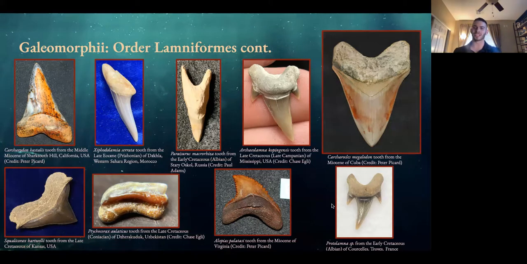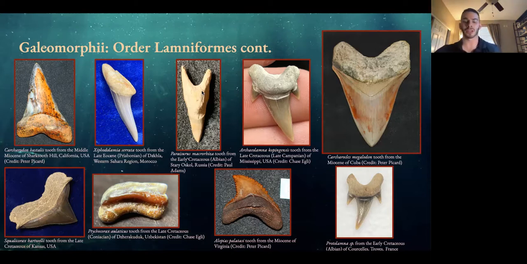It isn't until the end of the early Cretaceous, in the Albian stage, that these lamniforms really take off. So in the Albian, you see your Cretoxyrhina coming through. You see the Cardabiodon today. You see a weird shark like this, Pricesurus macrorhiza, which are really just strange.